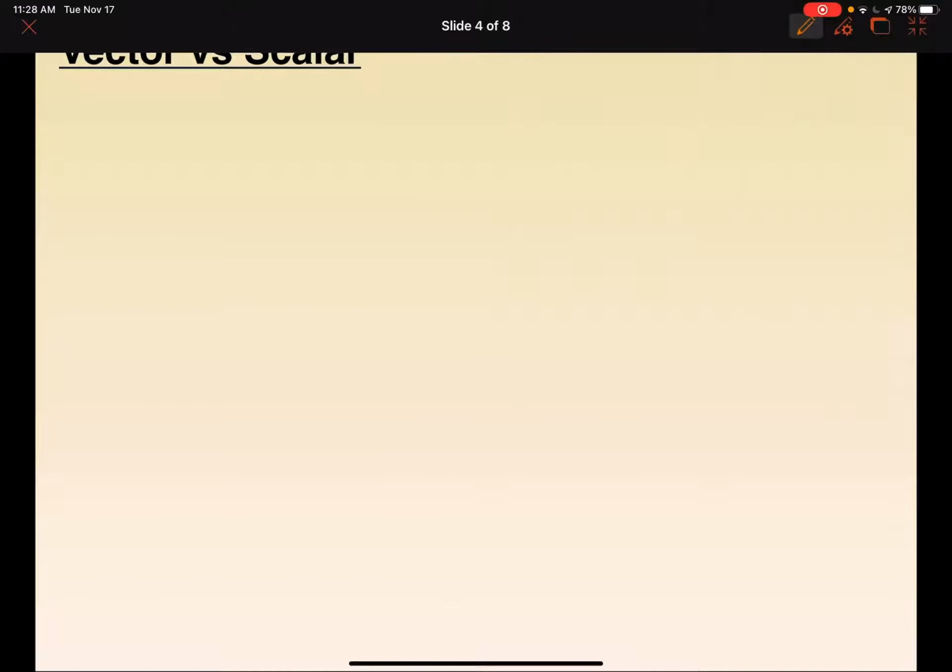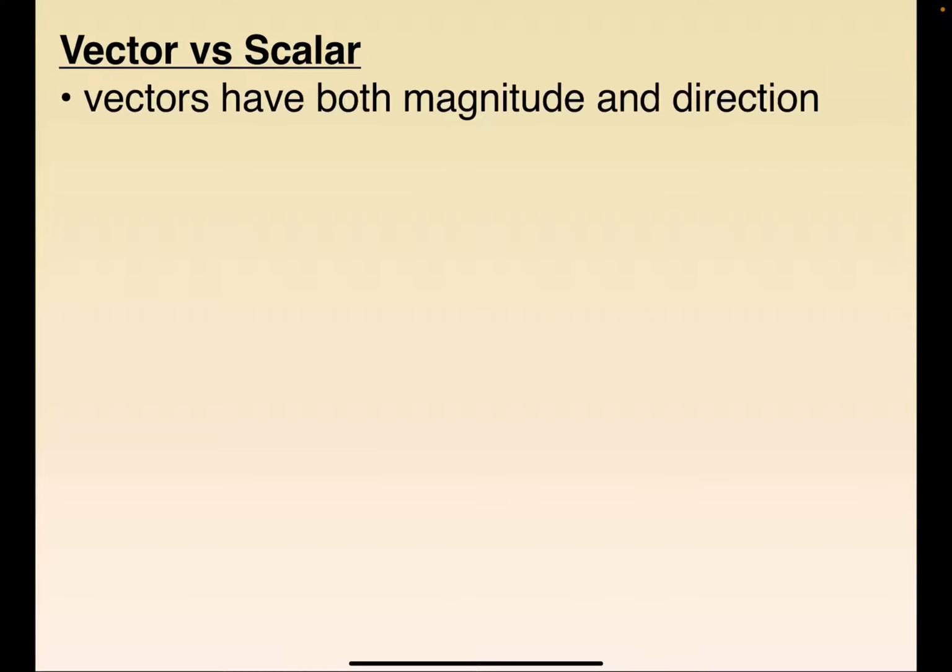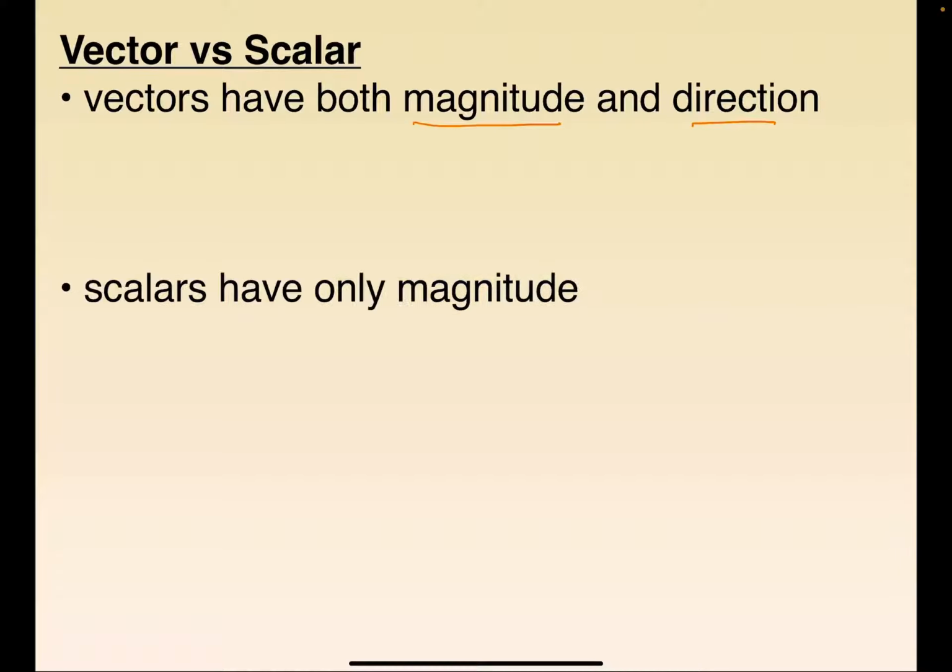So let's choose a nice happy orange. We're going to talk vector versus scalar. Vectors have both magnitude and direction. Scalars, on the other hand, only have magnitude, so you can see no direction. The scalars lack direction. And if you're wondering what on earth this magnitude is, it's the number plus the units.